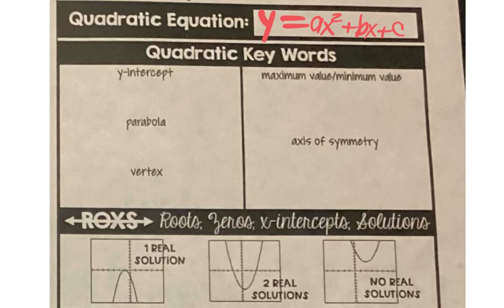Keywords that we need to know. These should all be familiar to you. We've got the y-intercept, maximum value, minimum value, parabola, axis of symmetry, and the vertex. Of course, there are other keywords that we might need to know. These are just the main 5.